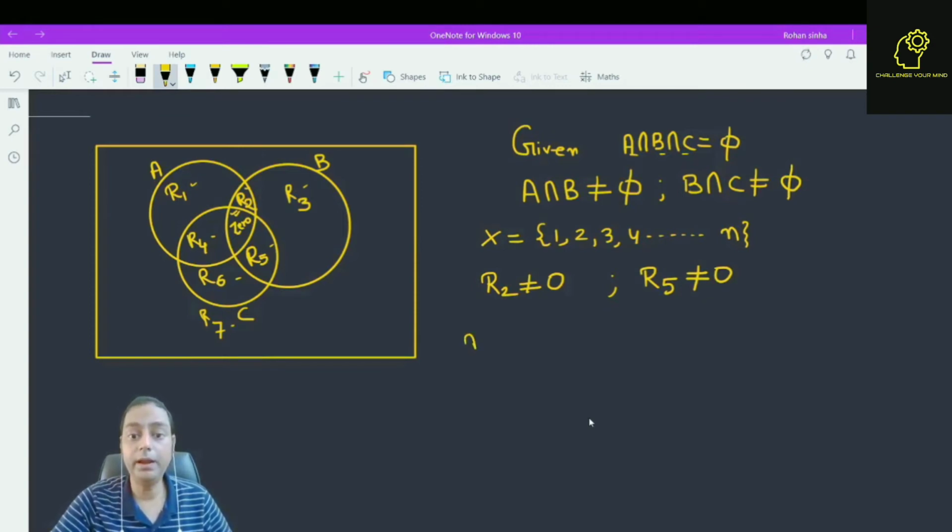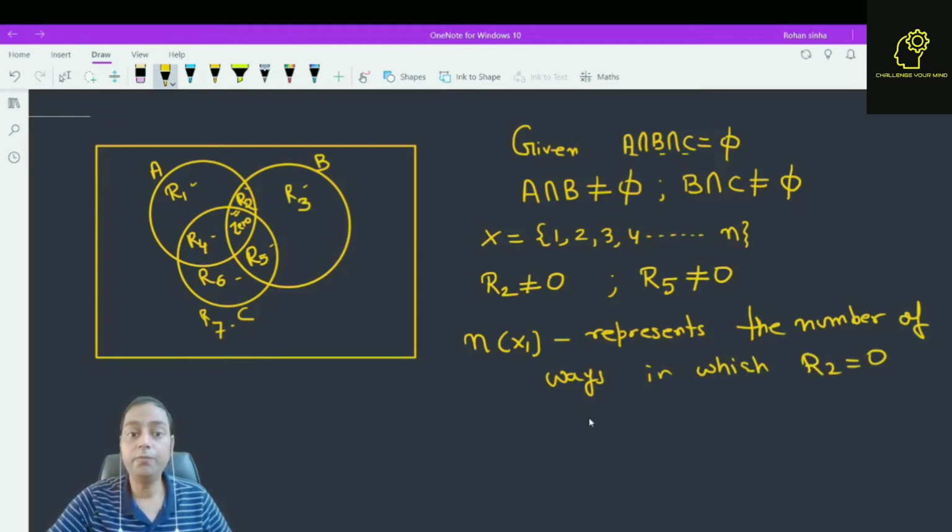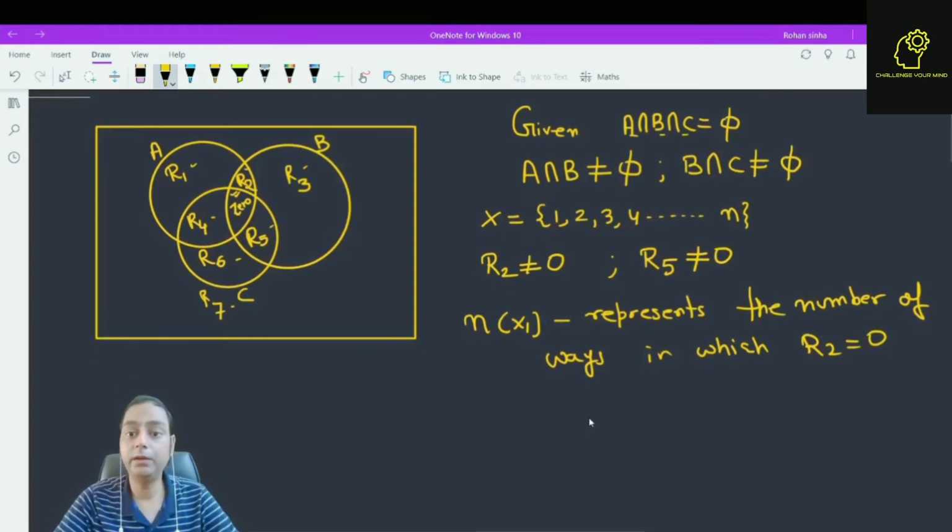Now let n(X1) represent the number of ways in which R2 is equal to 0. So if R2 is equal to 0, how many elements are there in the set? There are n elements. So in how many ways can we put each element? In 6 regions, because there are 7 regions, and if R2 is 0, so n(X1) is equal to 6 raised to n.